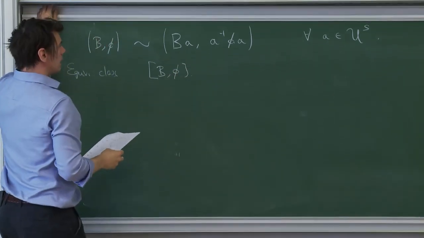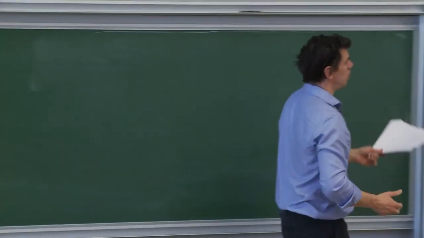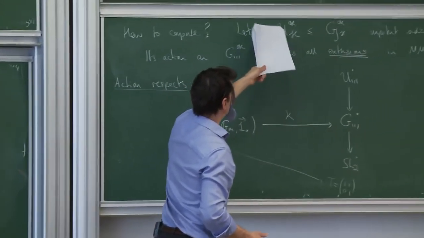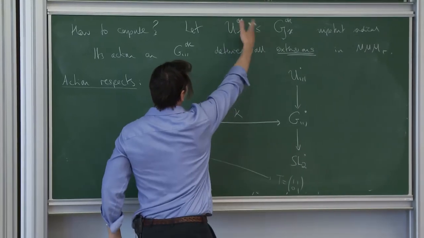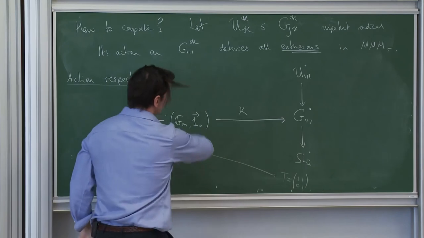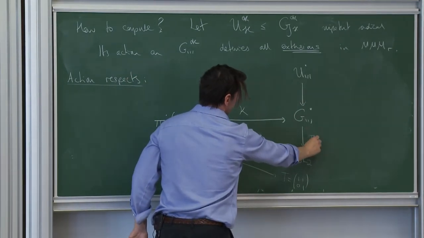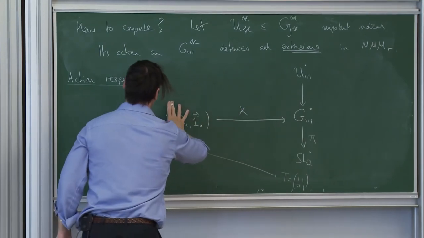So what we get then, because the action of this group here respects pure objects, and this is pure and this is pure, it's going to act on G in such a way that it commutes with this projection pi, and it's going to fix the image of kappa.